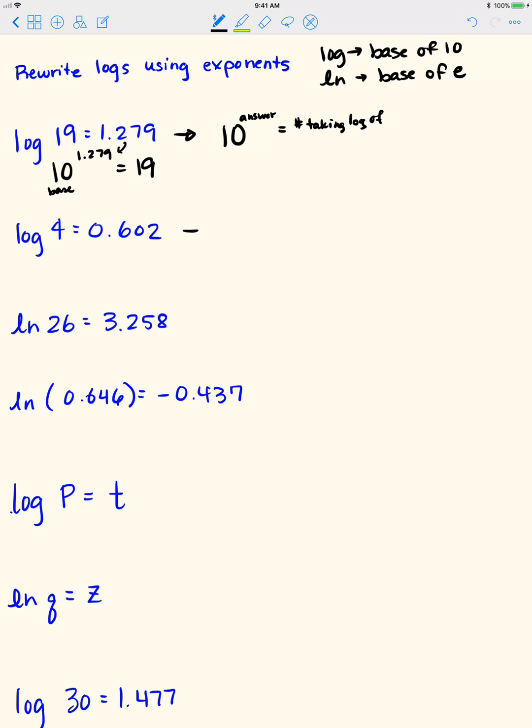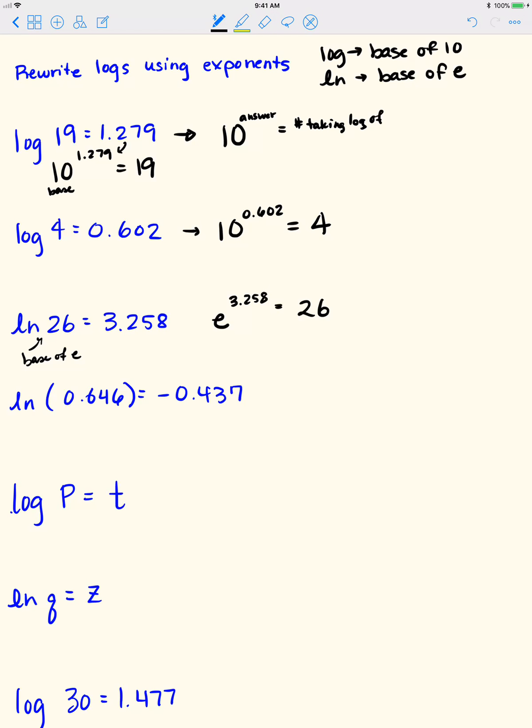Second example, same idea. Log of 4 equals 0.602. That would rewrite as 10 to the 0.602 power equals the number 4. That's all you have to do. Natural log of 26 is going to use a base of e. So instead of raising 10 to the power, we're going to raise e to the power of 3.258, and that'll come really close to the number 26.